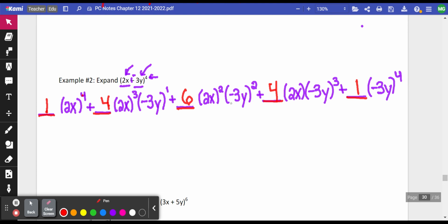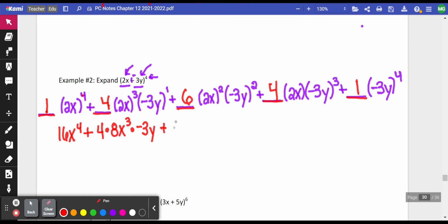You cannot leave your answer like this. We need to clean this up. So what I like to do is I like to go ahead and clean up each value that's being raised to the exponent and then do one more step after that. So 2x to the 4th, well, 2 to the 4th is 16, and then we just have x to the 4th. Plus, I would personally bring down that 4, and now we have 2x cubed. Well, 2 cubed is 8, and we have x cubed times negative 3y.